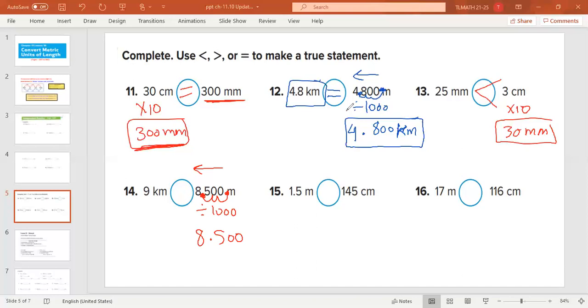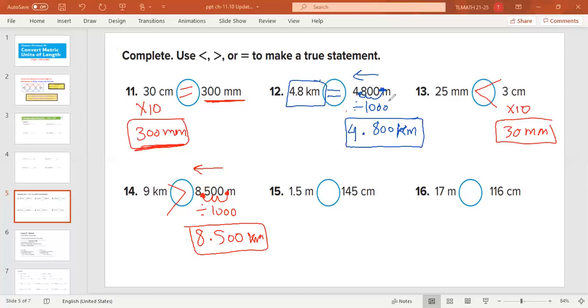They are the same. Now, which one is greater? 8.5 kilometer or 9 kilometer? Of course, the 9 kilometers are greater. Now let's go to question number 15.